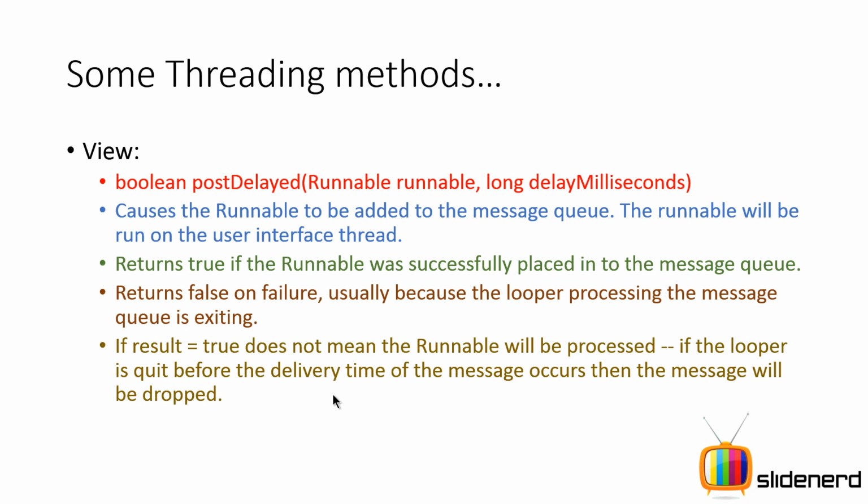With the destruction of the activity, the looper is also destroyed, and hence the post delayed won't be run, and that means you will be getting false inside this code if you check it later when you come back to your application or something like that. So this is the basic concept behind post delayed and run on UI thread methods.